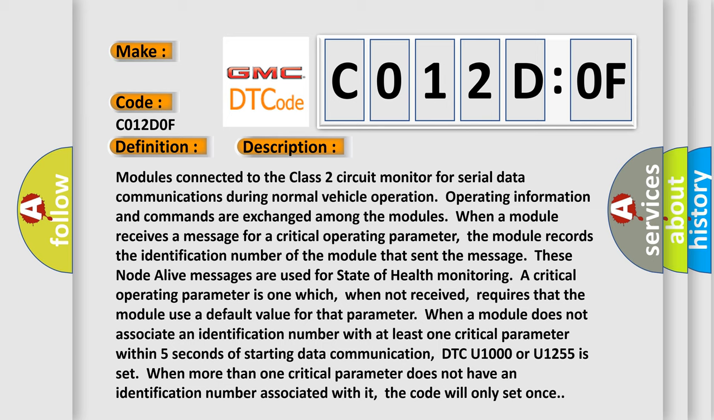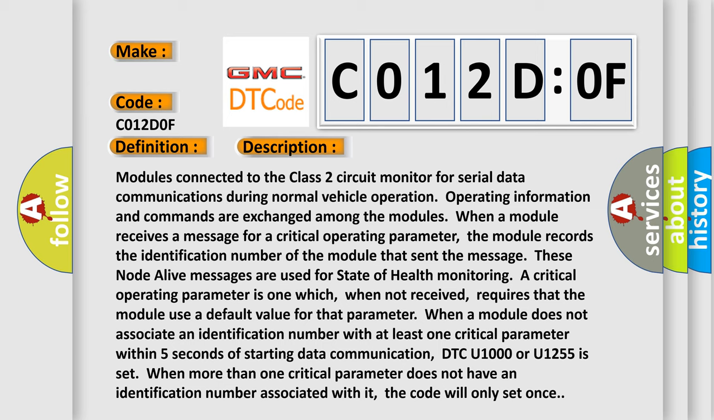Modules connected to the Class 2 circuit monitor for serial data communications during normal vehicle operation. Operating information and commands are exchanged among the modules. When a module receives a message for a critical operating parameter, the module records the identification number of the module that sent the message. These node alive messages are used for state of health monitoring. A critical operating parameter is one which, when not received, requires that the module use a default value for that parameter. When a module does not associate an identification number with at least one critical parameter within 5 seconds of starting data communication, DTC U1000 or U1255 is set.